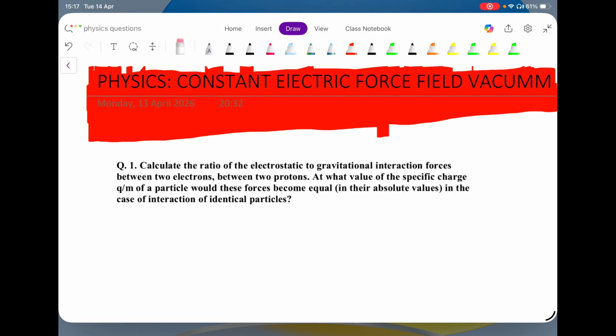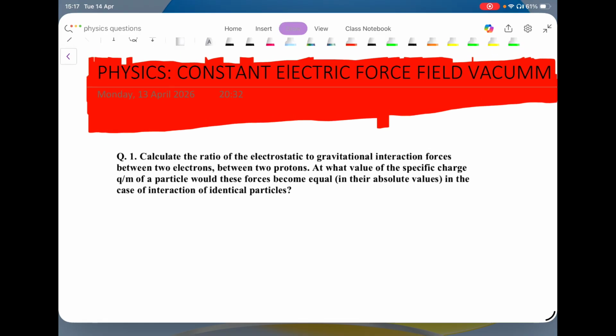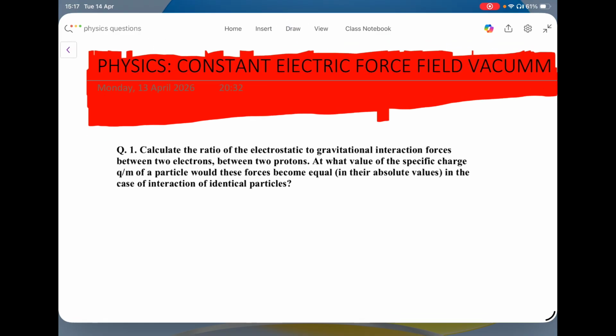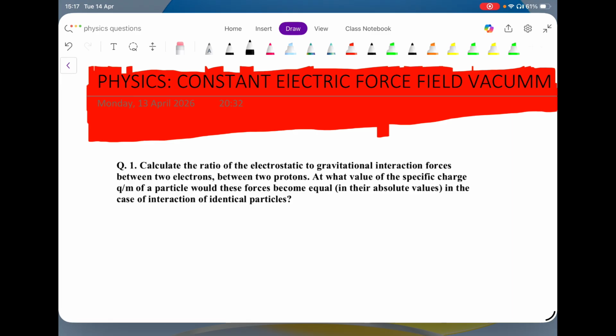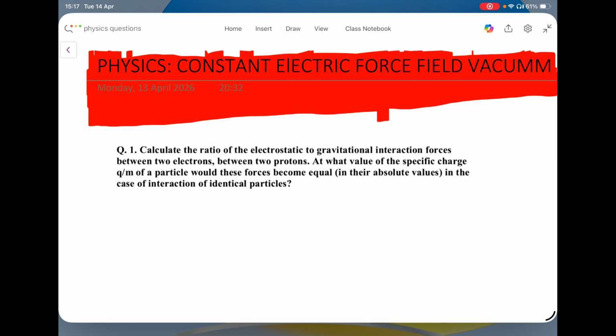So, today we are going to discuss some numericals. What is the chapter? The chapter is Constant Electric Force and Field in Vacuum, right? So, let's see the questions one by one. In question one, you have to calculate the ratio of electrostatic and gravitational interaction force, right?